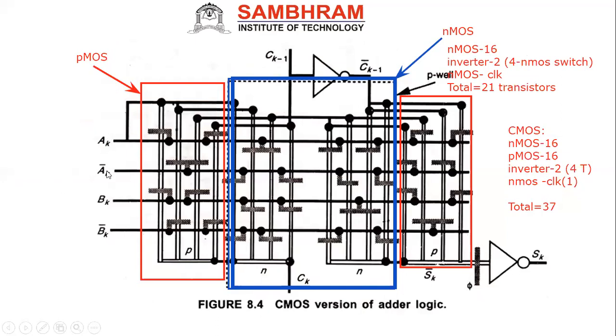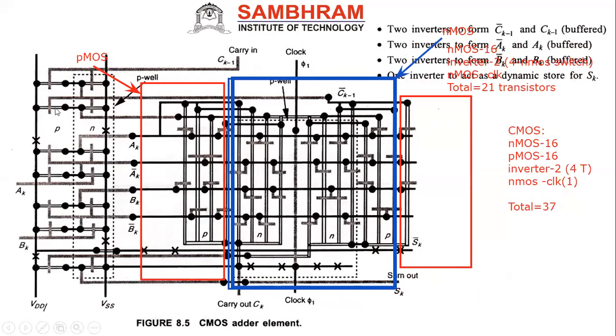How many inverters are required? A to AK bar, one inverter. Then B to BK bar, 2 inverters. Then CK minus 1 to CK minus 1 bar, 3 inverters. SK bar to SK, 4 inverters. Now you can see totally 4 inverters here. You see this. Can you see this? Now this is inverter number 1. See, this is inverter number 1. Then this is inverter number 2. This is inverter number 3. Then this will be your inverter number 4. You can see 4 inverters.